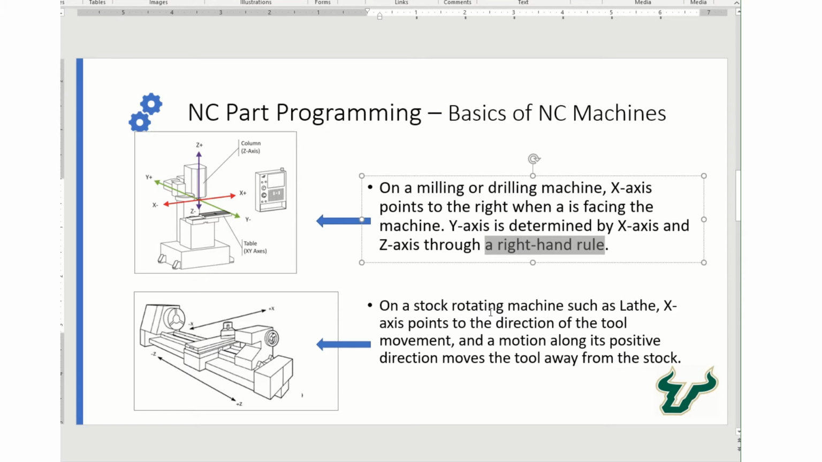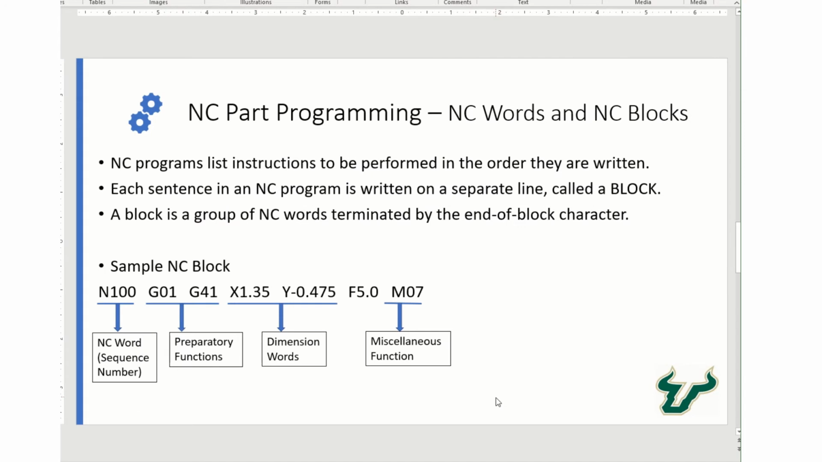And on the stock rotating machine, the stock is basically rotating on the spindle, so obviously that becomes its z direction, and then the x-axis points to the direction of the tool movement. So the tool movement is going along this transverse direction with respect to the z-axis, and motion along its positive direction moves the tool away from the stock. Okay, so those are the directions as decided for these machines.